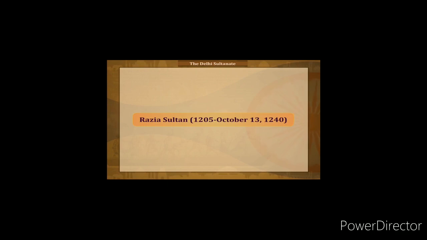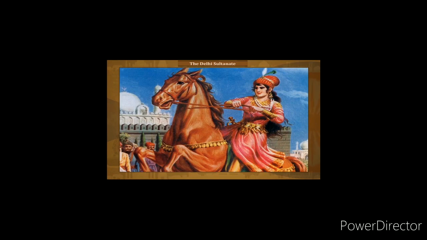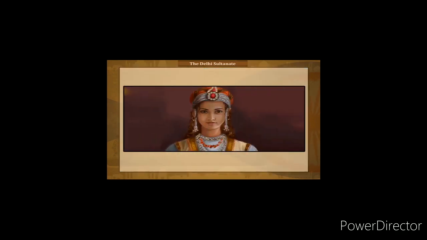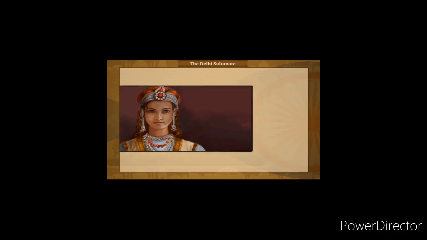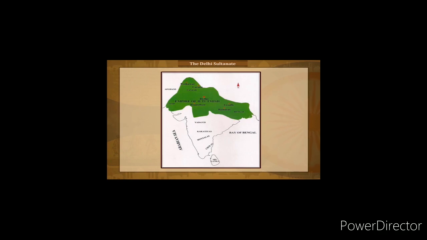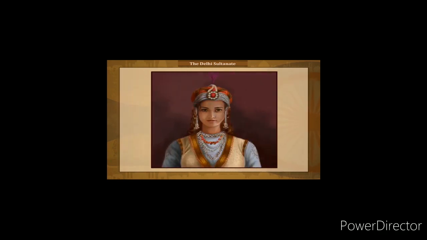Razia Sultan, 1205 to October 13, 1240, also known as Razia al-Din, was the Sultan of Delhi from 1236 to May 1240. Razia Sultan was the only woman ruler of both the Sultanate and the Mughal period. Iltutmish designated his daughter Razia as his heir apparent. With reluctance, the nobility agreed to allow Razia to reign as Sultan of Delhi.